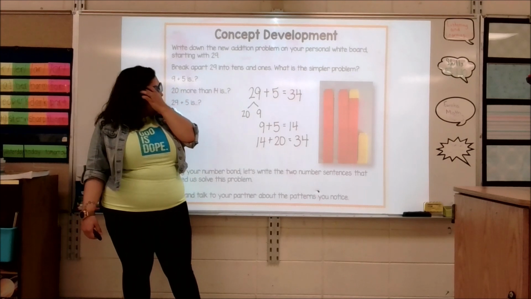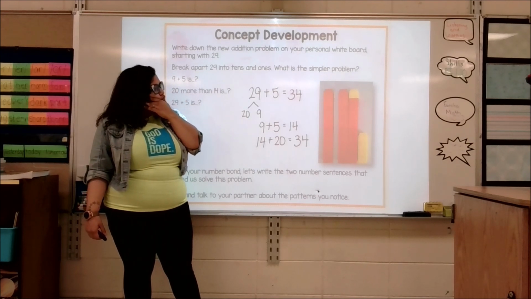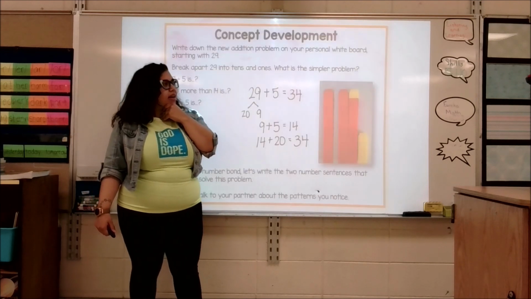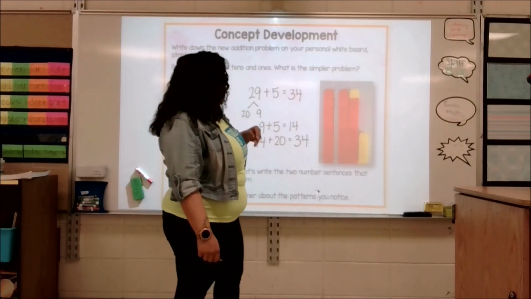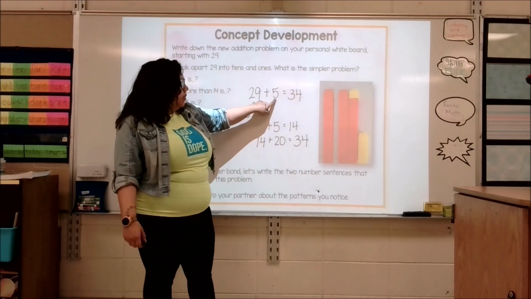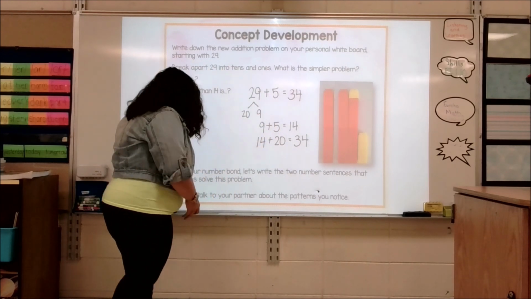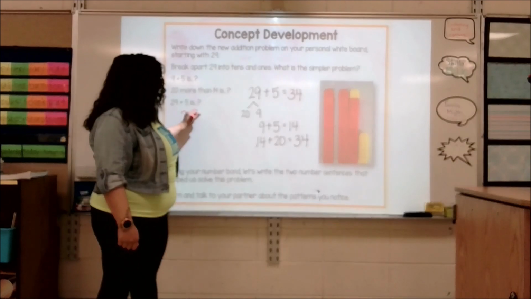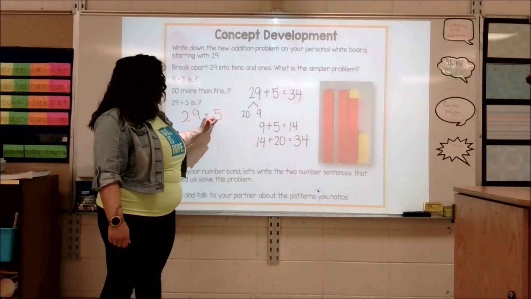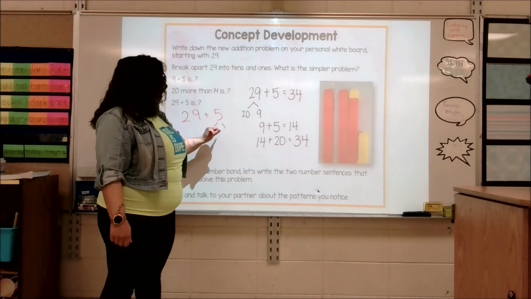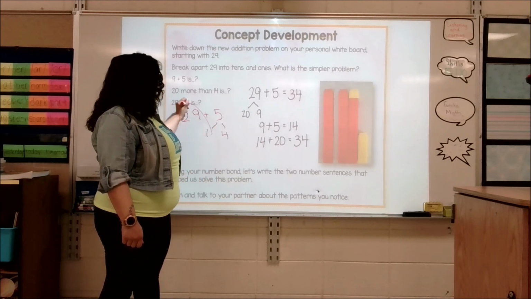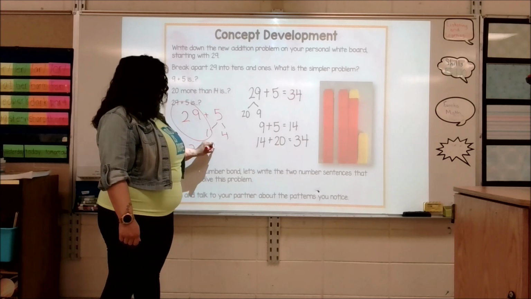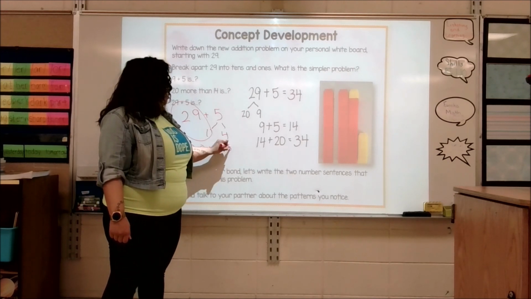Now, we could have also taken 1 from here. So let me show you that. I just want to show you that one here. So we could have 29 plus 5 broken into 1 and 4. 29 and 1 more is 30, plus 4 more equals 34.